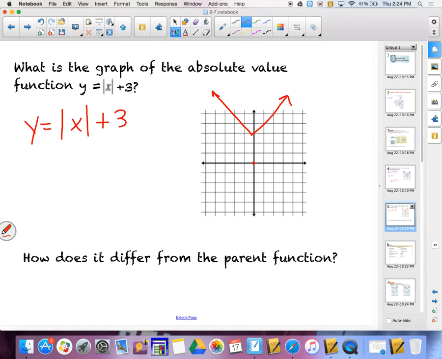My pen's a little bit off, though. So you always start at 0, 0. Always start at 0. So your parent function always starts, for the absolute value, my parent function vertex is always 0, 0. So how does it differ from the parent function? Shift up 3.